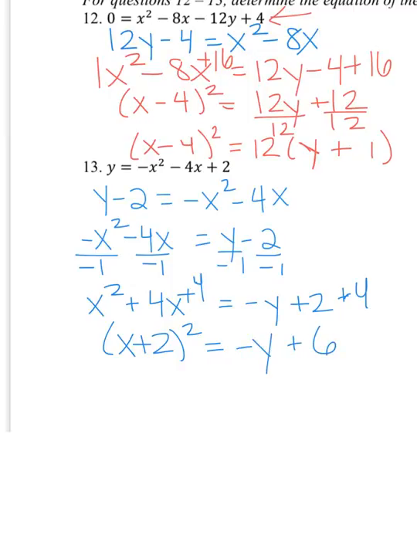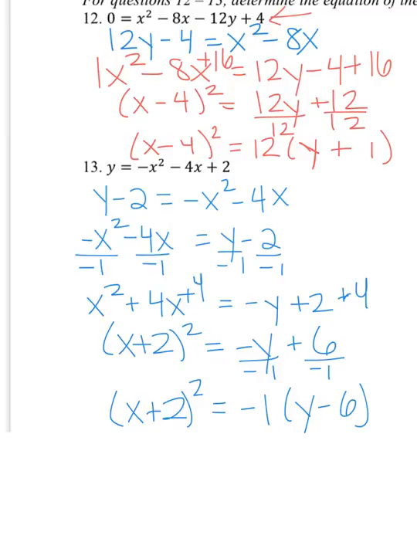Now again, I need to pull out a 4p, so I pull out whatever the coefficient is in front of y. In this case, it's a negative 1. So 4p is going to be negative 1, and then I'm left with y minus 6 over here, and this is x plus 2 squared. So that's my final answer. Just additional: if 4p is negative 1, then it's going to be concave down because it's negative, which means that you have a maximum at (negative 2, positive 6).